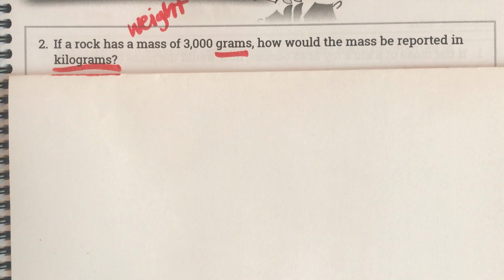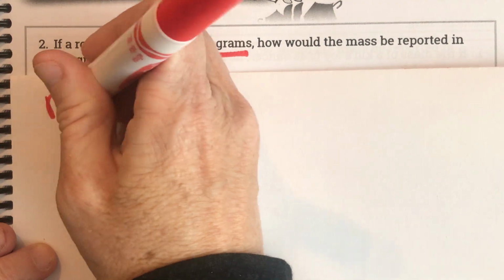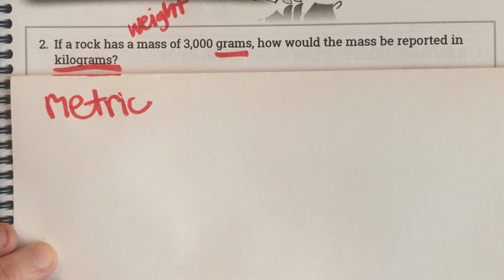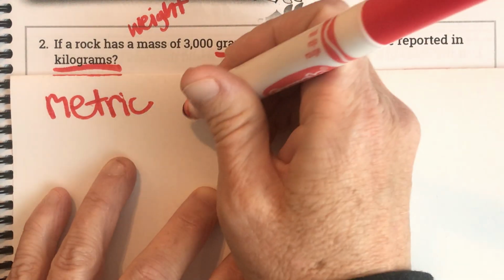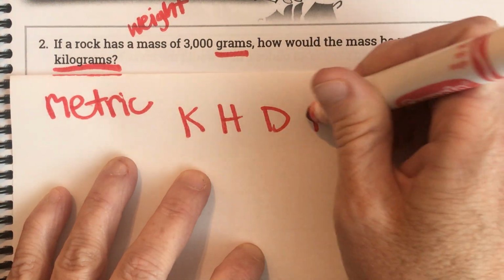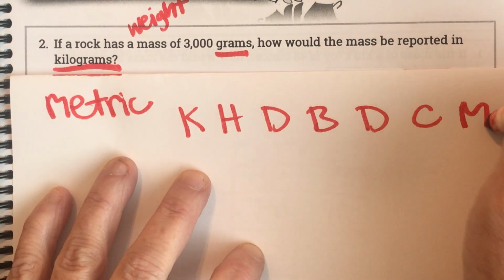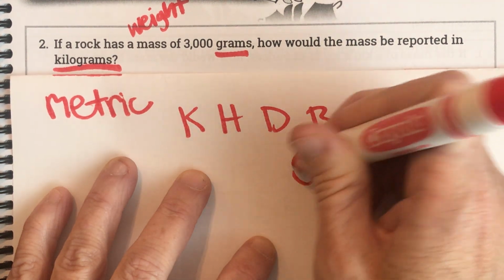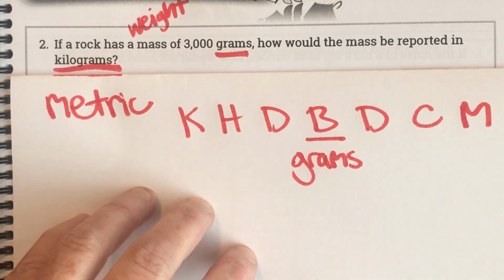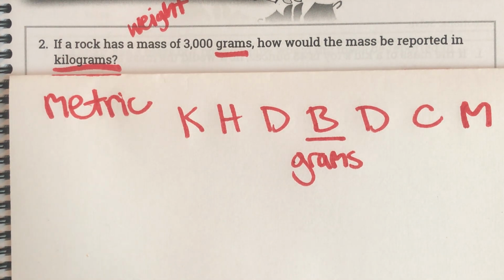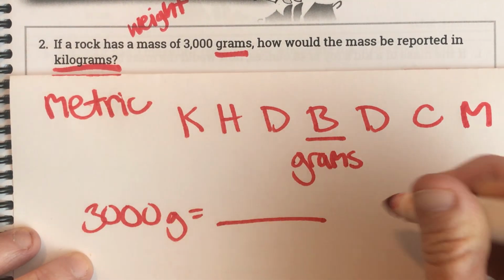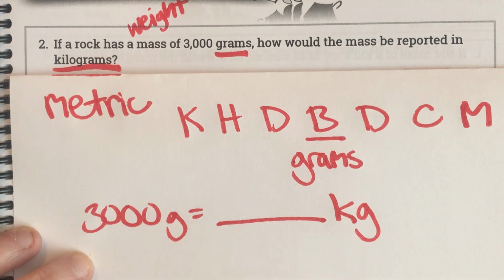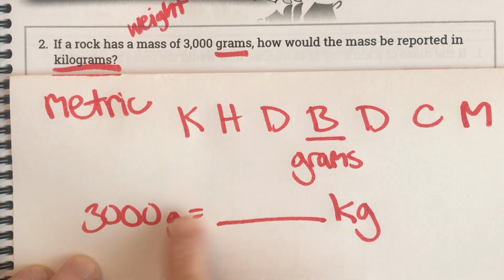Okay, so step 1 tells me that I need to decide, am I doing US or metric? Those are metric measurements. Step 2 is, what tool am I using? So my tool is King Henry died by drinking chocolate milk. And my base measurement for weight is grams. Okay, so what am I doing here? They want me to know 3,000 grams is equal to how many kilograms? So they want me to go from grams to kilograms.